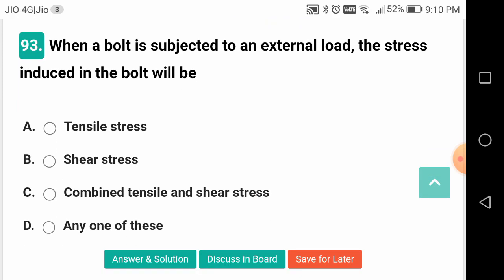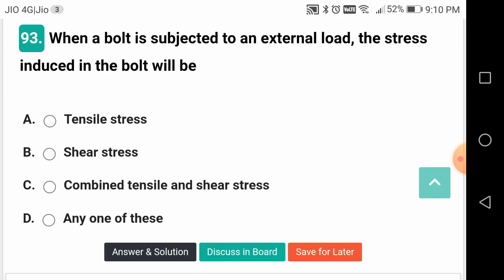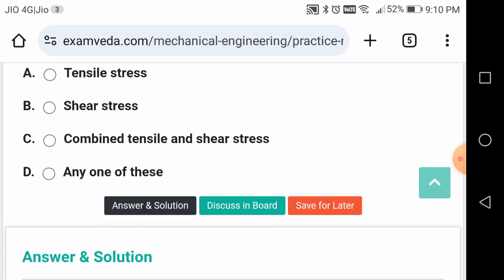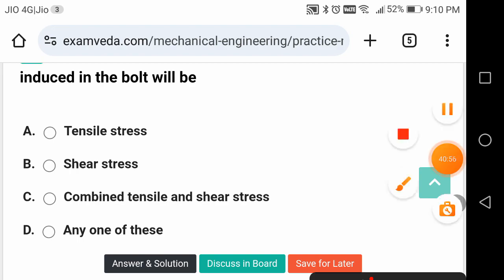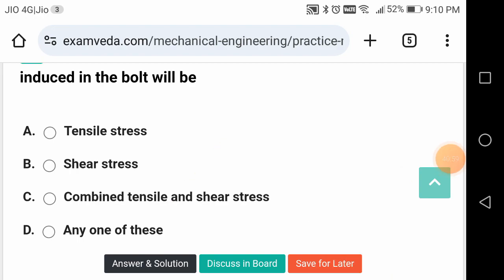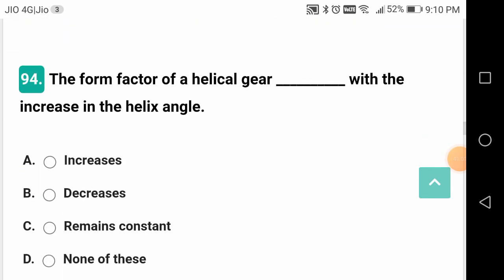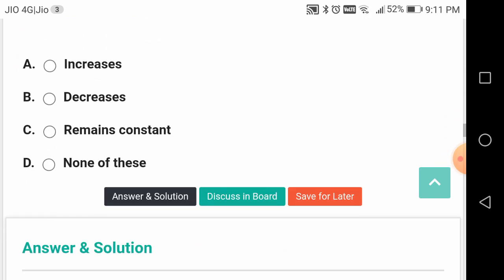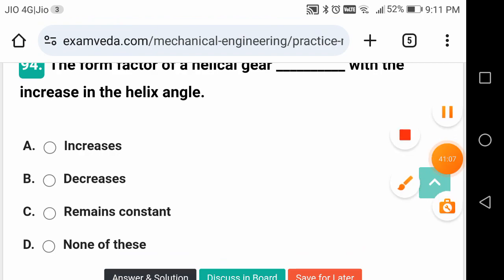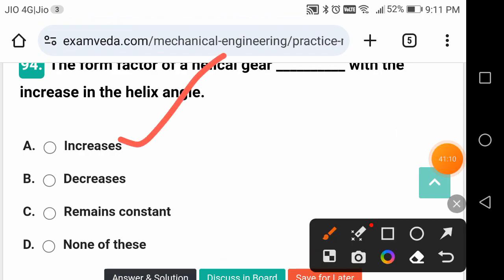When a bolt is subjected to an external load, the stress induced in the bolt will be any of these: tensile, shear, combined tensile and shear. Any of these. The form factor of helical gear is dash with the increase in helix angle. It is going to increase with the increase in helix angle.